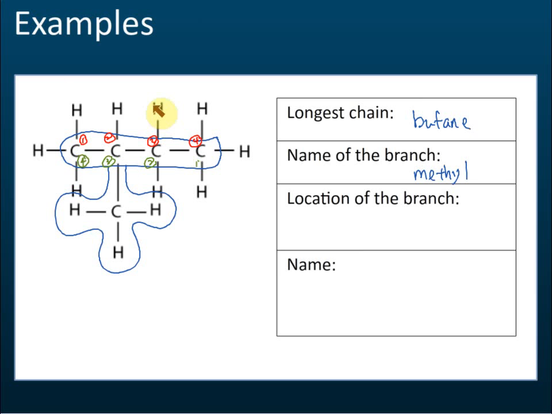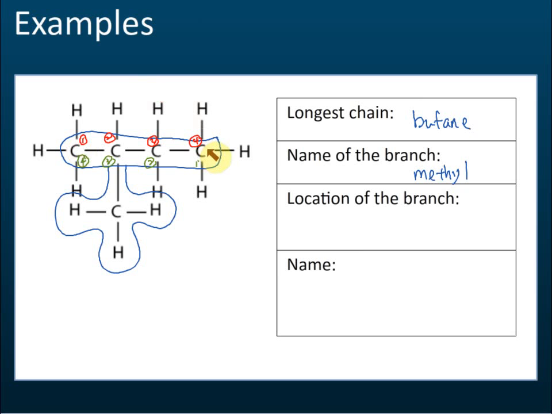Okay, we start from the nearest end, right? So if we start from here, this will be the second carbon. If we start from here, this will be the third carbon. Therefore, we determine the positions of the branch from the left. Why? Because the branch is nearer to the left compared to the right.